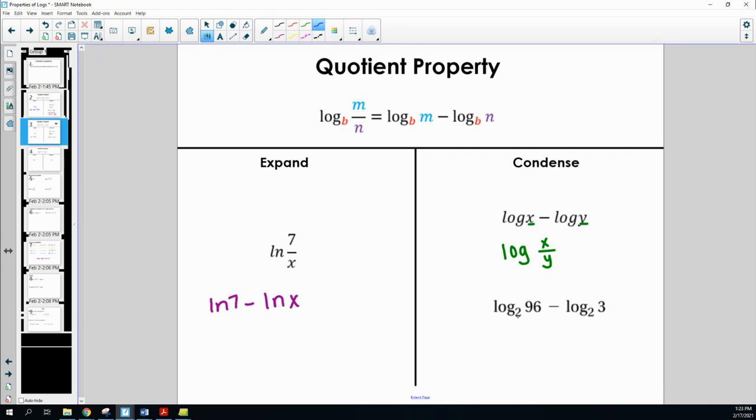So check the bases. They're both 2, so that's good. So log base 2, and we're going to divide 96 and 3. So 96 over 3. So that's the same thing as saying log base 2 of 32. And 2 to what power is 32? That would be 5. So we can actually evaluate this now because we've condensed it and made it a little simpler.